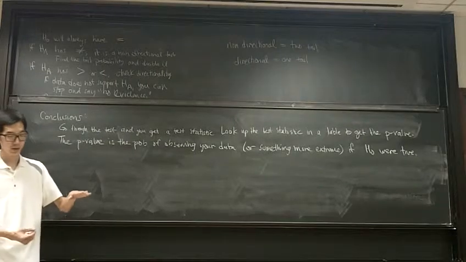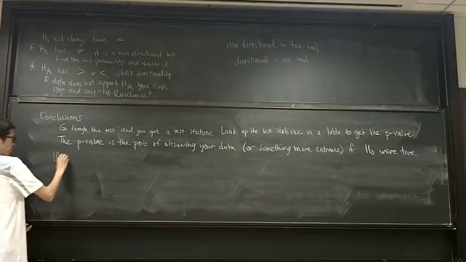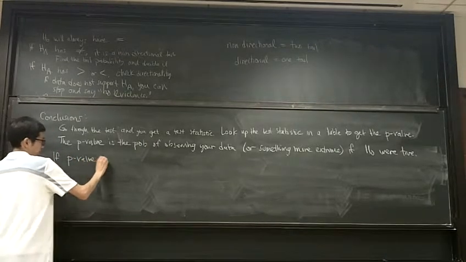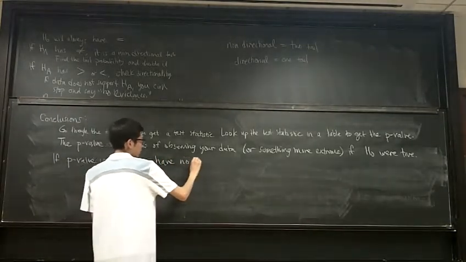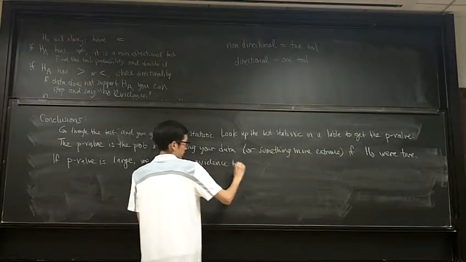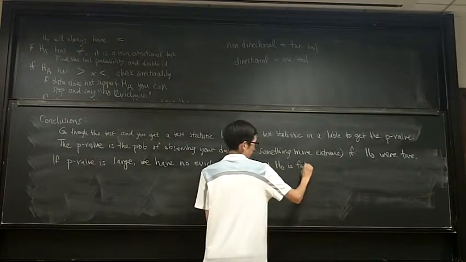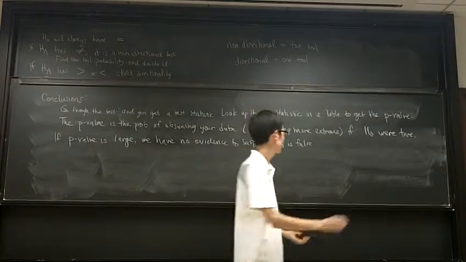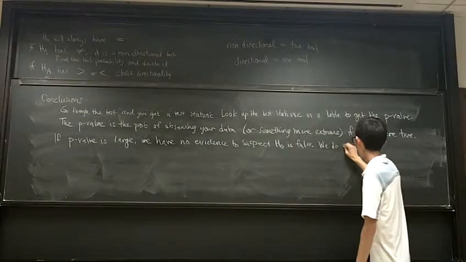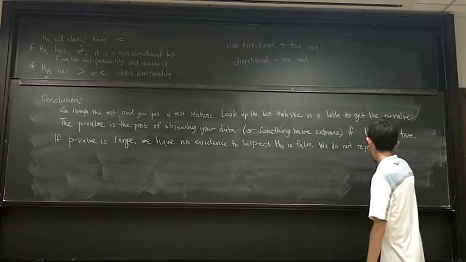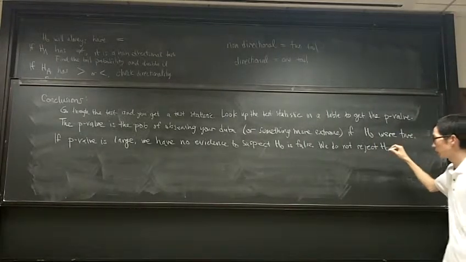We have no evidence to suspect that the null hypothesis is false. No evidence to suspect H0 is false. Other phrases you might see are: we do not reject the null, and equivalently, we do not accept the alternative.